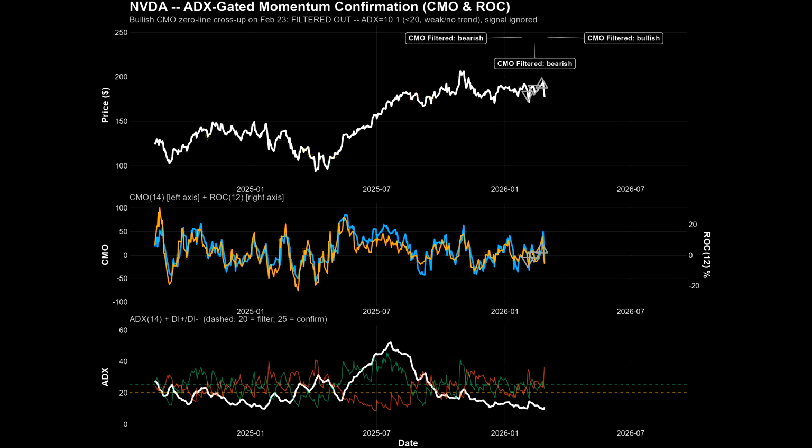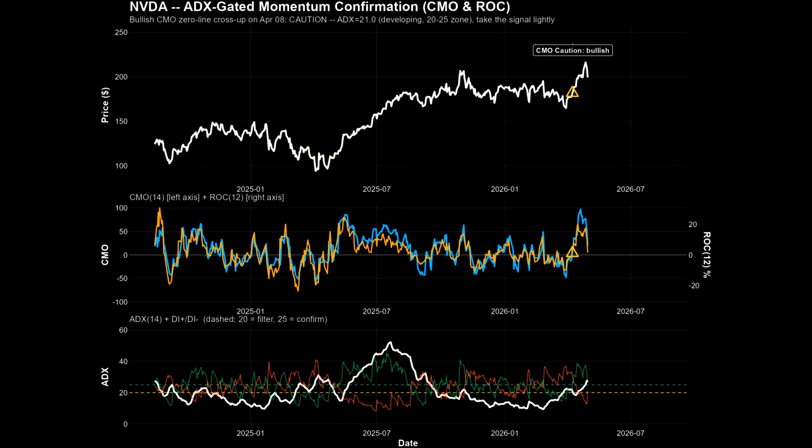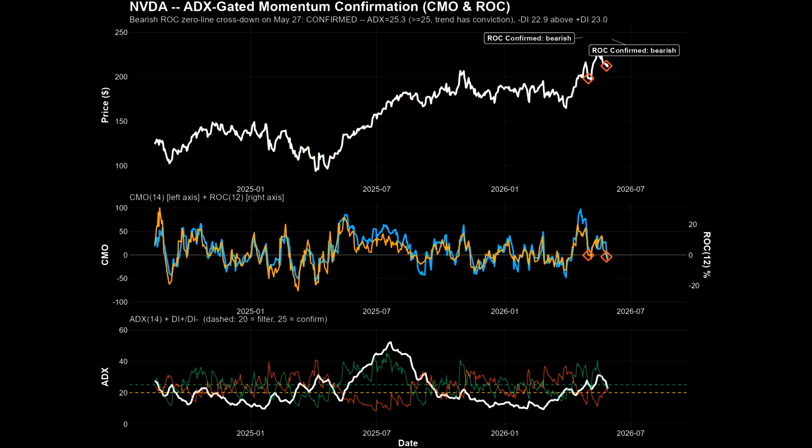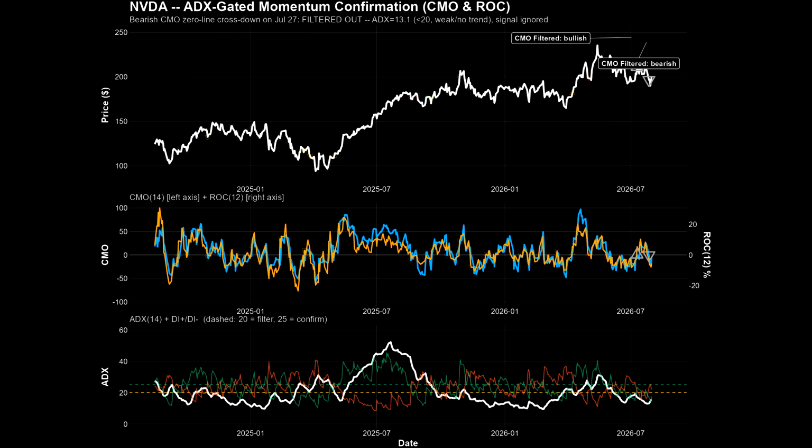CMO and ROC sit together on a shared dual axis in the middle panel, with the same markers repeated. And ADX, with its positive and negative DI lines, sits at the bottom, with dashed reference lines at 20 for filter and 25 for confirm. Every zero line cross is graded live by that day's ADX reading.